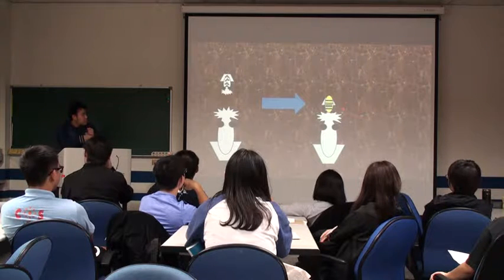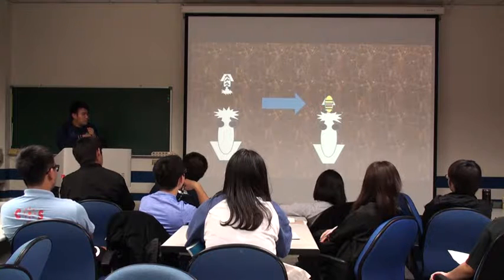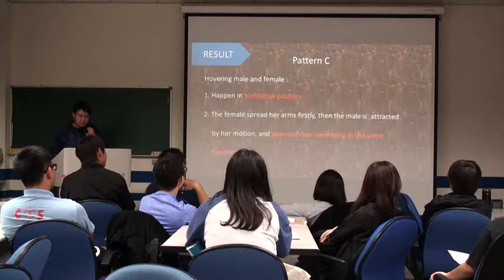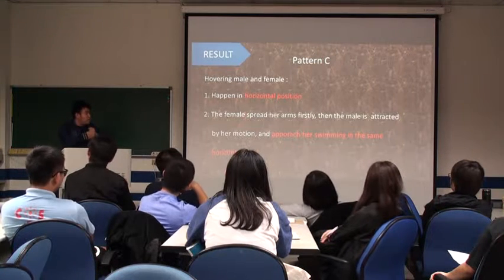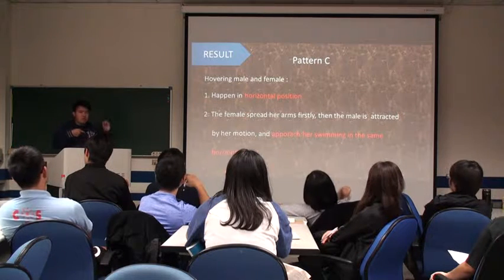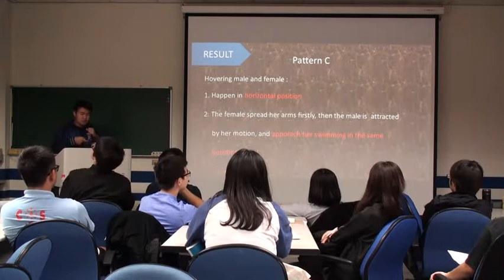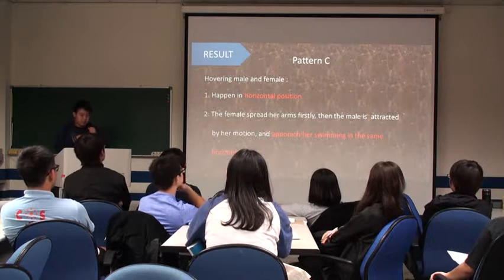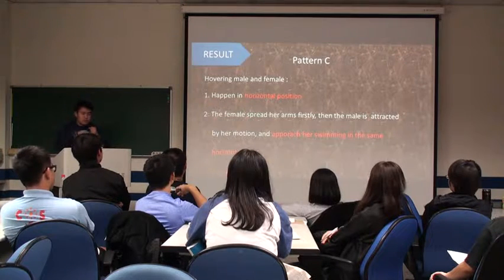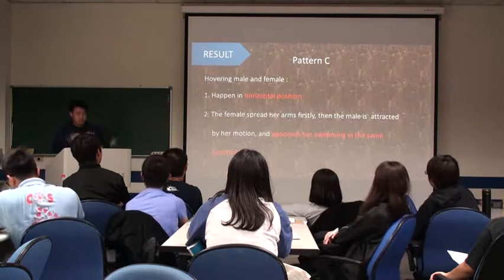And in this conjunction, the male will have yellow, golden, and dark stripes, and they will mix too. Pattern C, harvesting males and females, which means that both male and female will rapidly move back and forth. It only happens in horizontal position. Second, the male will approach the female at the same horizontal level, then they will mate.